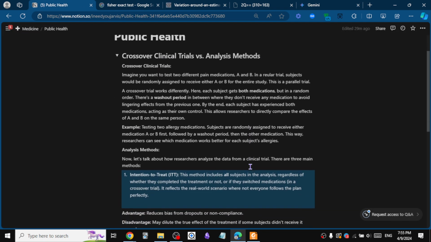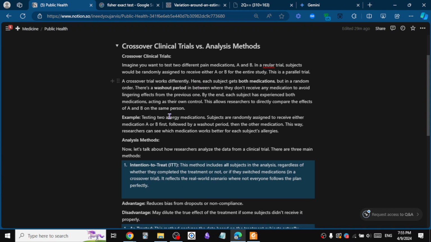I've given a couple of examples. You must have seen this thing in options: what is a crossover clinical trial? Imagine two sets of participants, one in group A and one in group B. How do I maximize my testing in the minimal amount of time? That's my goal. How do I maximize my study in the minimal amount of time and money?